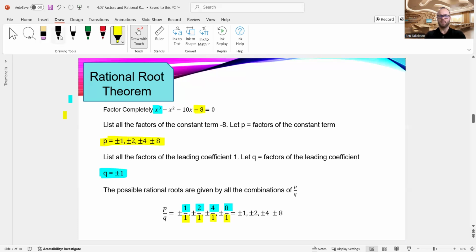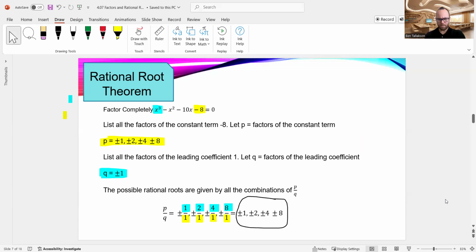Okay? Stick with me now. All of these fractions here are over 1, aren't they? So we can simplify them and just write them like this. Now what we have are all of our possible rational roots. Cool little trick, right? Once you get the hang of it.